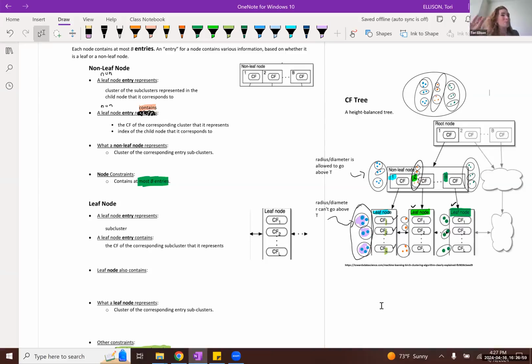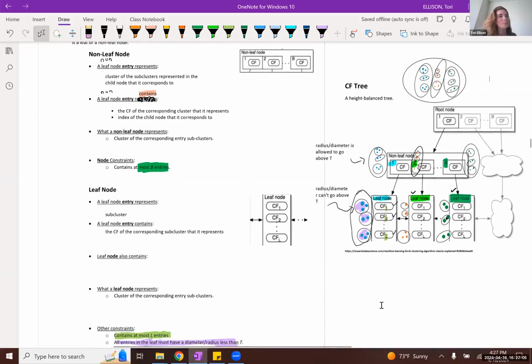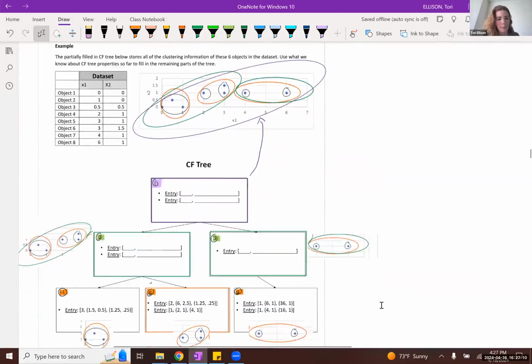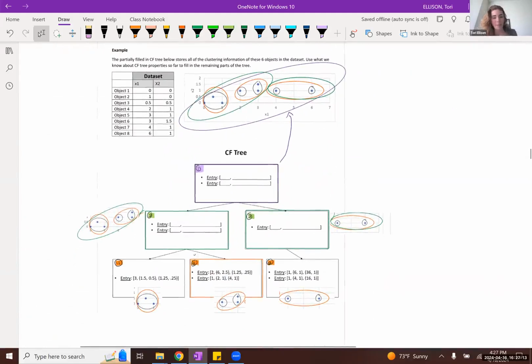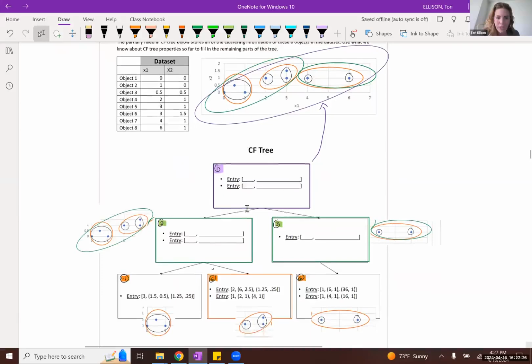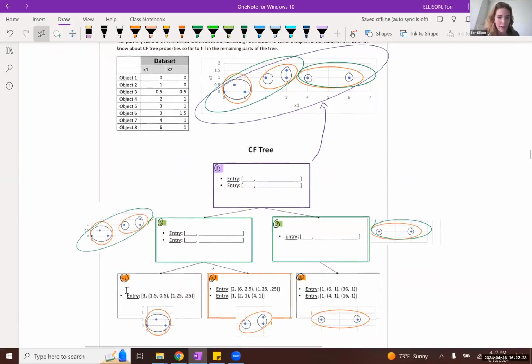Yeah, so this is a bit of a lengthy algorithm, but any questions on that? Okay. So for instance, here is an example of how we would construct this CF tree based on the subclusters that we have identified here. Let's say we have this data set here, and we've added these 8 observations to the CF tree.